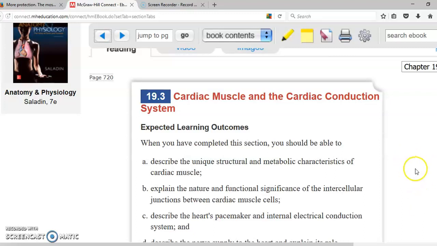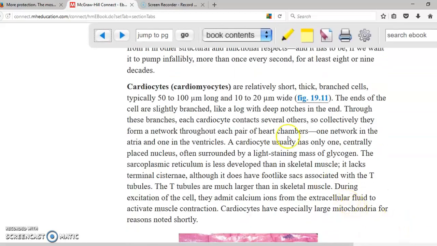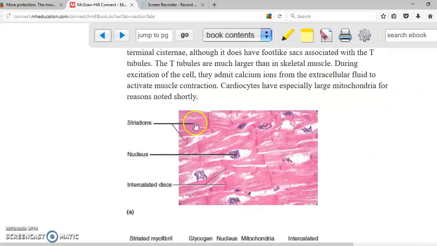Okay, now the next topic is going to be cardiac muscle and cardiac conduction. The cardiac muscle cells are called cardiocytes or cardiomyocytes. What characteristics do they have? They show striations, this one right here. They show intercalated discs. You have one right here, another one right here. It forms branches, as you can see right here. There's another branch in here.